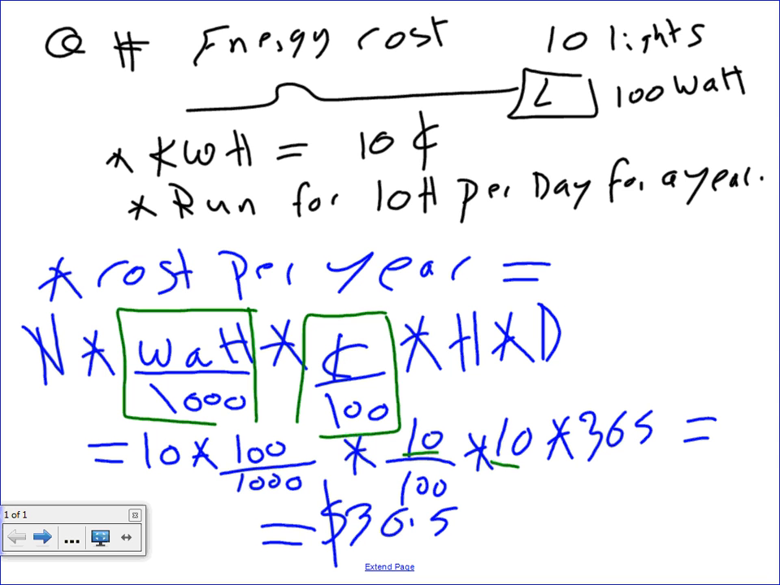I do it on Excel, I get $365. You guys gave me this number. Let's do it. It's $365. So we're off by 10. 365. Thank you. 365.